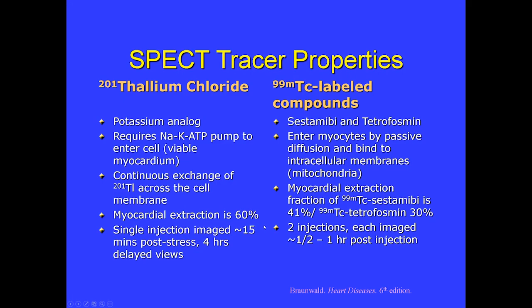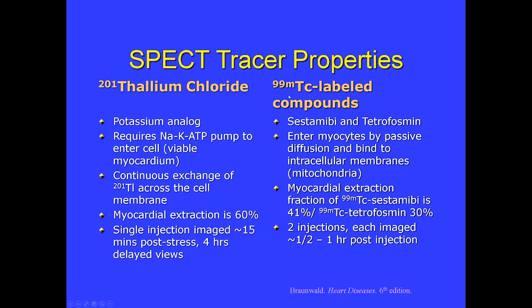One thing to understand about the tracers themselves is their individual properties. Thallium, for example, acts like a potassium analog. It is required by the sodium-potassium ATP pump to enter the cell, and therefore you really need a viable myocardium to have this functioning. There's a continuous exchange of thallium across the cell membrane once it's taken up. The myocardial extraction is pretty good at about 60%. Usually it's imaged after a single injection at stress, about 15 minutes after stress. Then you wait about 4 hours and get delayed views, and that's when you get your rest image.